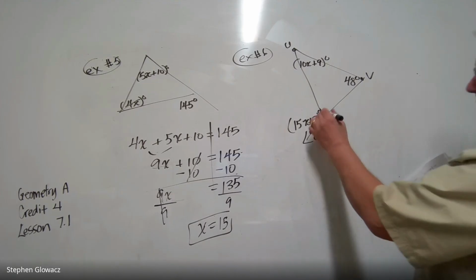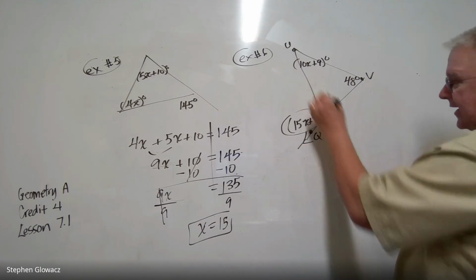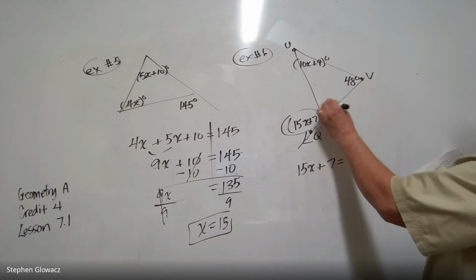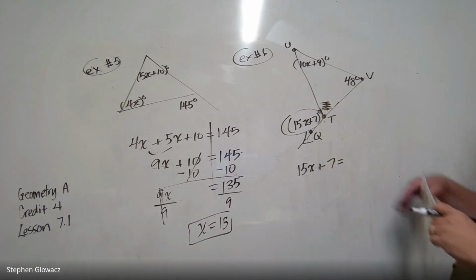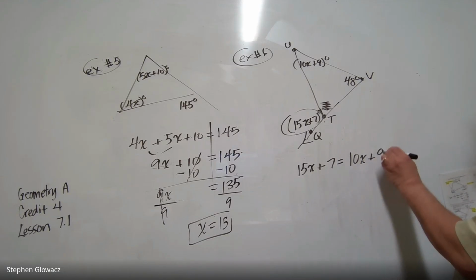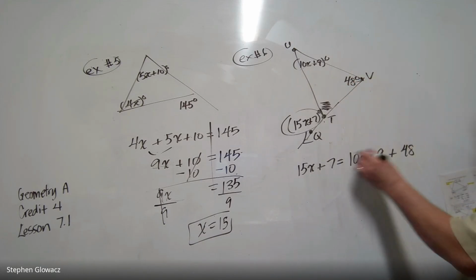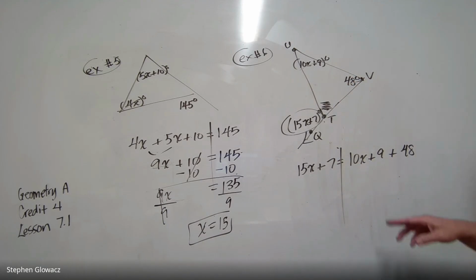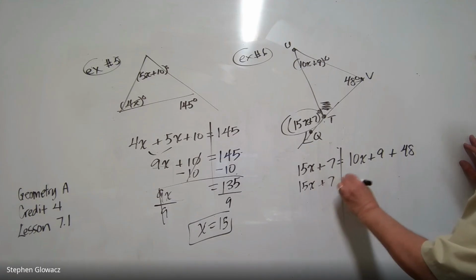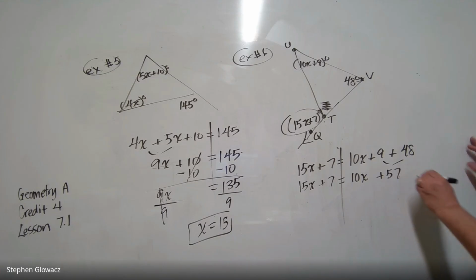All right. So once again, we have our exterior angle, remember, formed by extending a side and the side adjacent. So 15x plus 7 equals, remember, we don't want the adjacent angle, we want the two remote interiors. So 10x plus 9 plus the other one, the 48. All right, so we've got some like terms to combine over here. 9 plus 48 are the two constant terms. So we're going to bring everything else down. 9 plus 48 is 57.